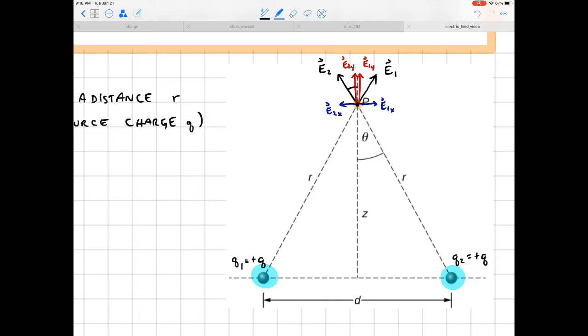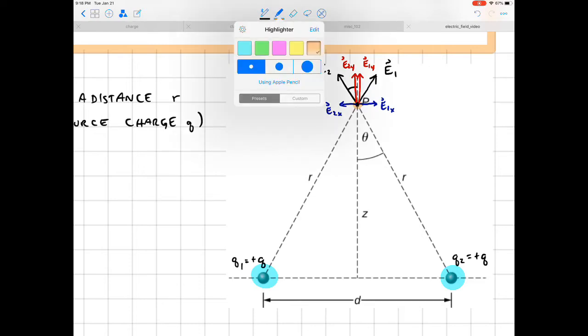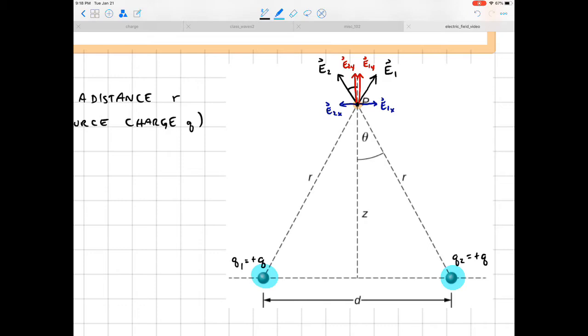And so I've already sketched out the electric field vectors, and so let me just go through those real quick. The electric field vector due to charge Q1 at this spot is going to look something like this. We know that the vector is going to point away from the positive charge because that's how we've defined the direction for the electric field. And for Q2 over here, the electric field at this spot is going to look something like that.